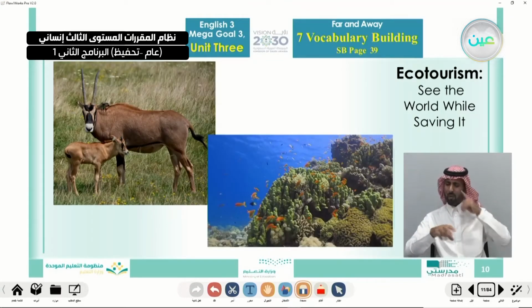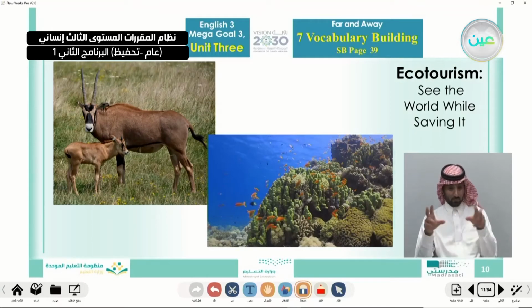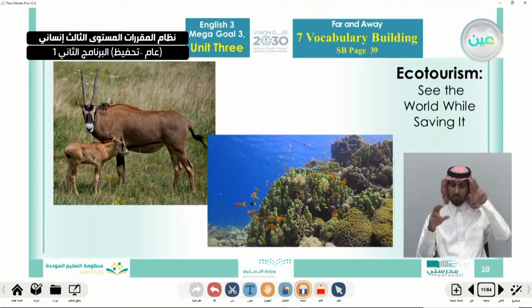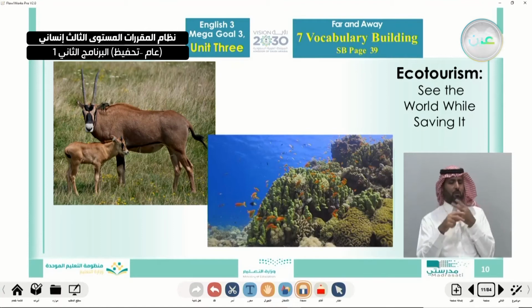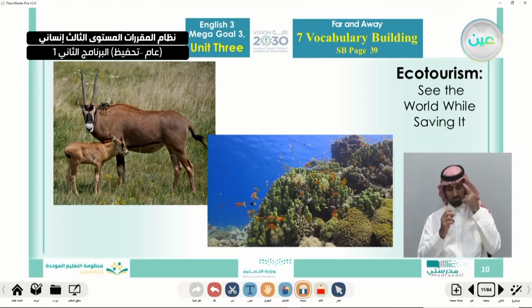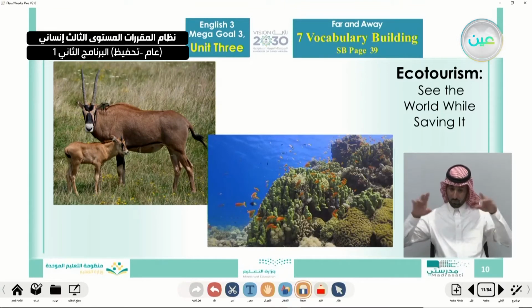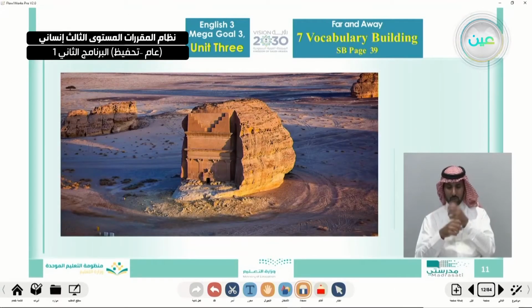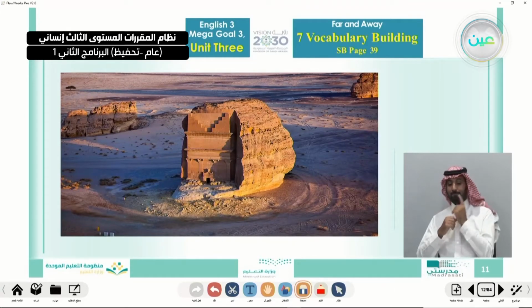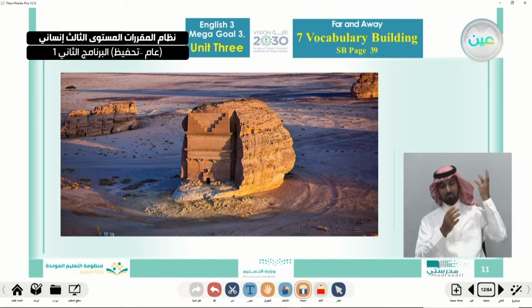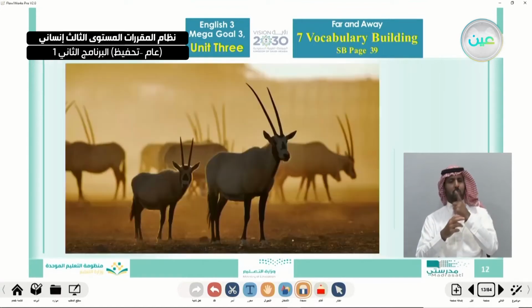Okay, look here. Also, we have this kind of animal. It's called the ornix, and it is about to go extinct. But alhamdulillah, the government and the committees are trying to make sanctuaries so that it can breed and not go extinct. Look also at the sea here, which needs to be protected. Ecology in general, and also the antiquities, need to be protected as well, and this is part of ecotourism.